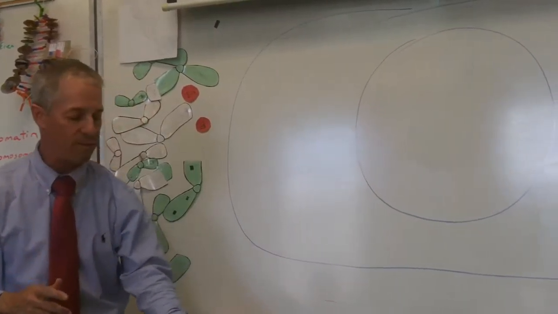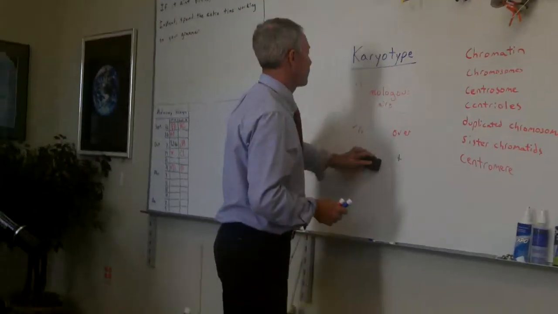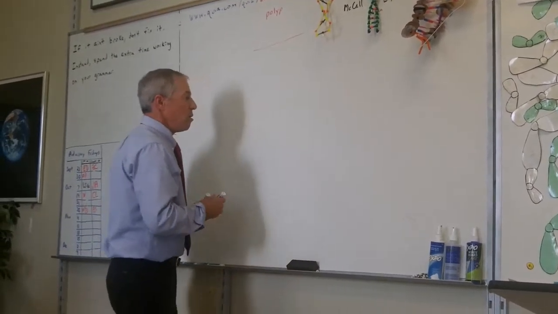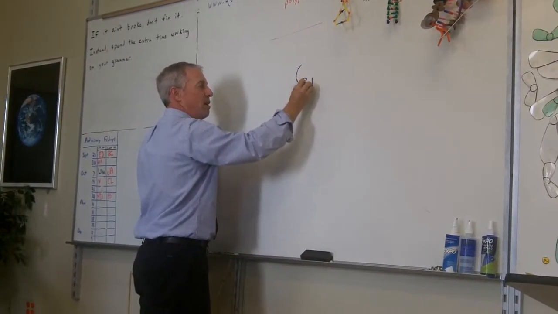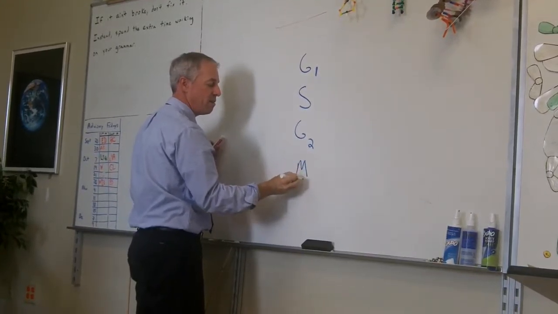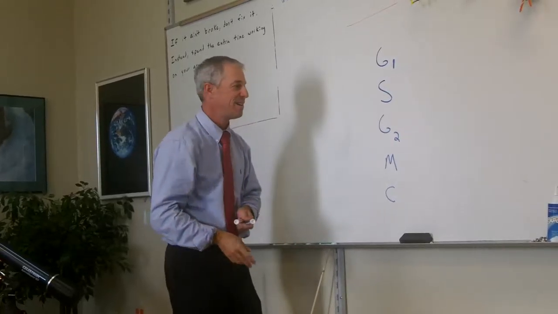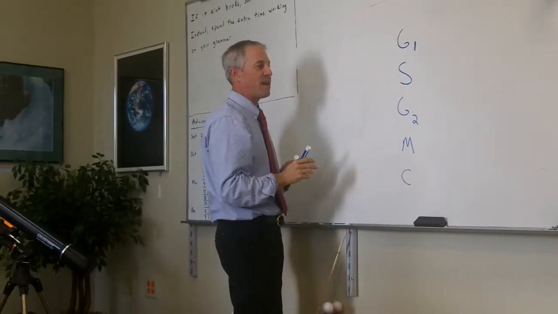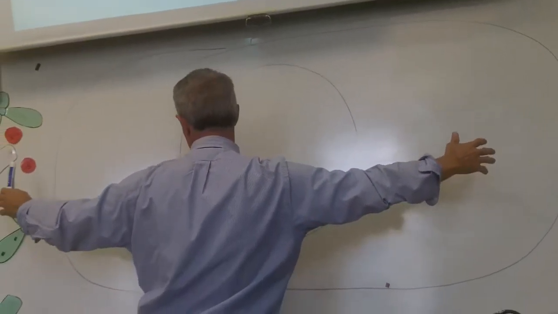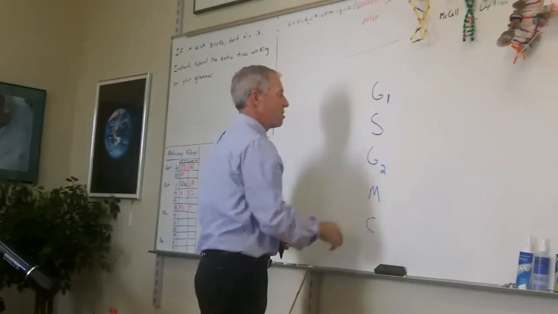So what the cell will do, the first thing it has to do, is copy its DNA. And this takes us back to the cell cycle. Remember the phases of the cell cycle. It starts with G1, and then it goes to S, and then it goes to G2, and then it goes to M, and then it goes to C. Y'all remember this from the cell cycle? We just had a test over it. What was G0? G0 was a resting phase. G1 is when the cell grows and grows and grows and gets real big. At that time, it could rest and go to G0. So G1 was a growth phase.